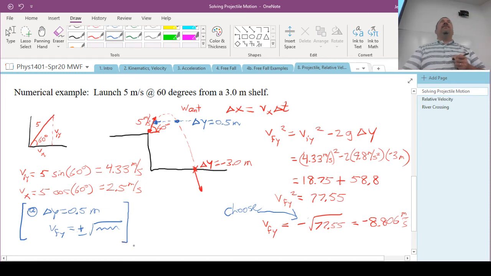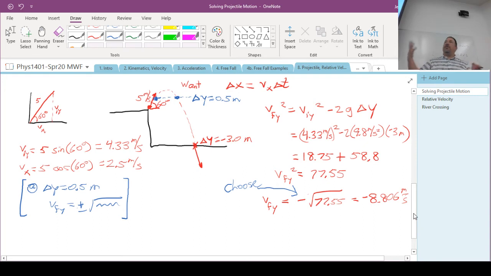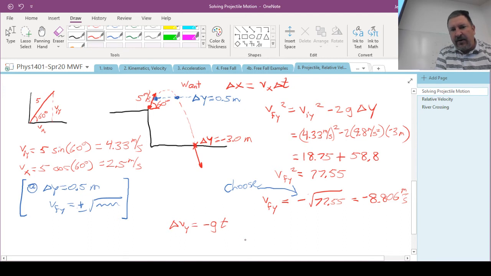So the end of that little aside. It's actually more interesting to stop the motion on the way up because there's a variety of solutions. So anyway, now that we know v final y, I can say that I know delta vy is equal to minus gt, which means t is equal to delta vy over minus g.